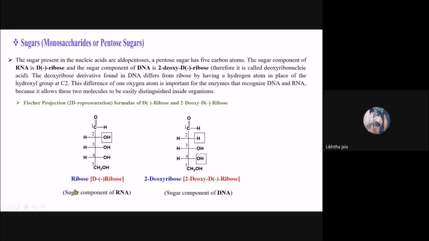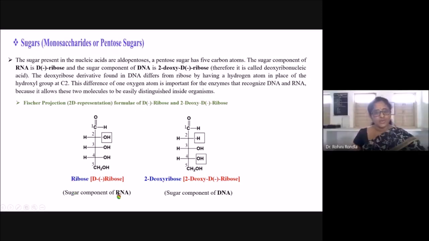Ribose sugar is present in RNA. We know ribonucleic acid, so in ribonucleic acids, the first one R is ribose. So ribose sugar is present in RNA. Next one, DNA. D means deoxyribose. Deoxyribonucleic acids. That means deoxyribose sugar is present in DNA. That is why the name is deoxyribonucleic acids. Okay. See, the sugars present in the nucleic acids are aldopentoses. A pentose sugar has 5 carbon atoms.